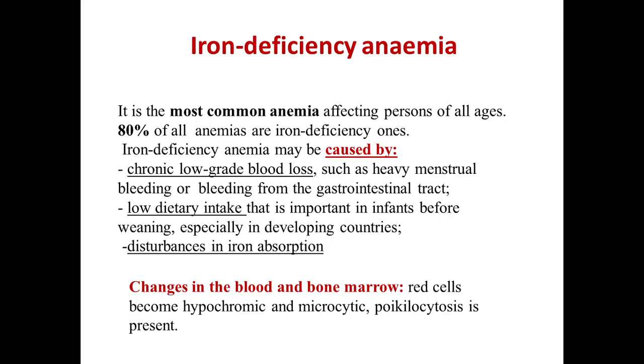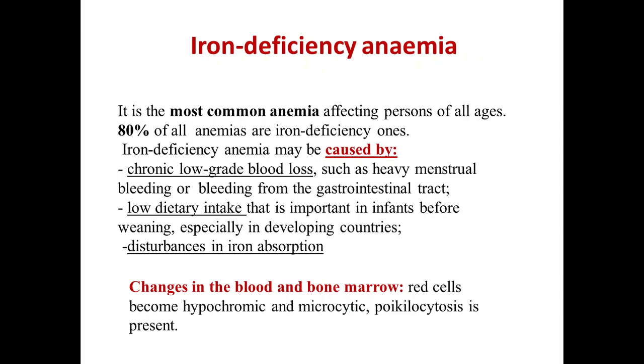The next type of anemia is iron deficiency anemia. It is the most common anemia affecting persons of all ages. About 80% of all anemias are iron deficiency ones.